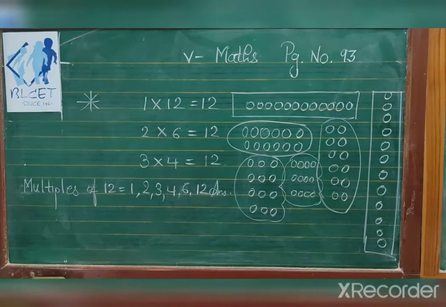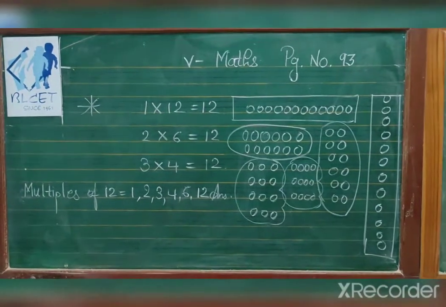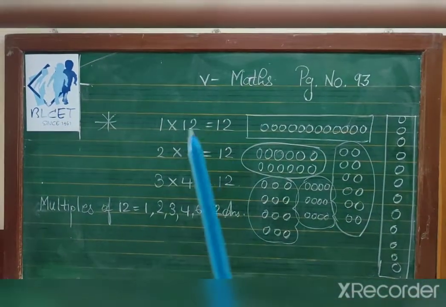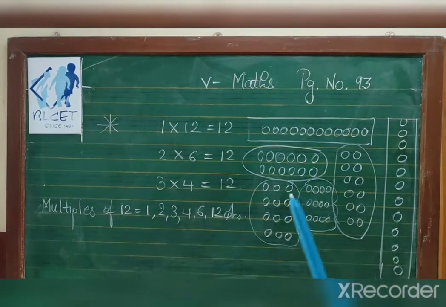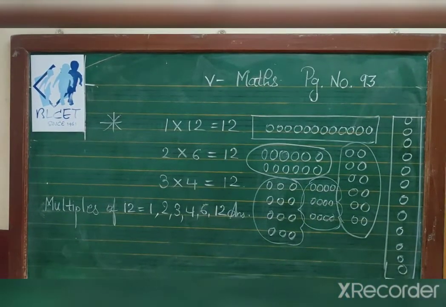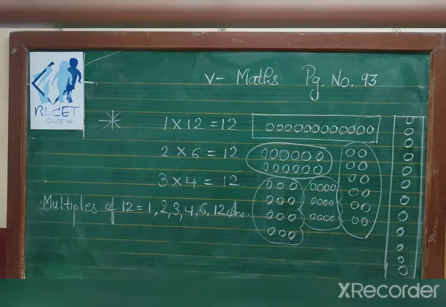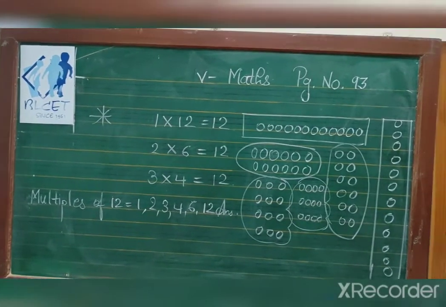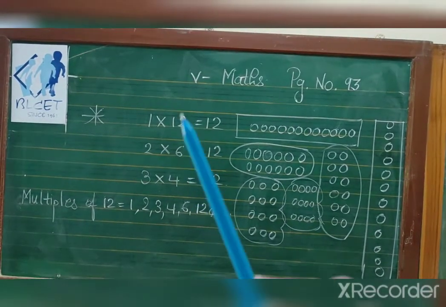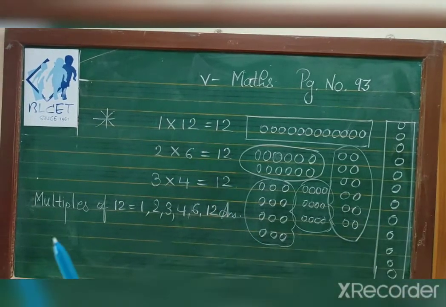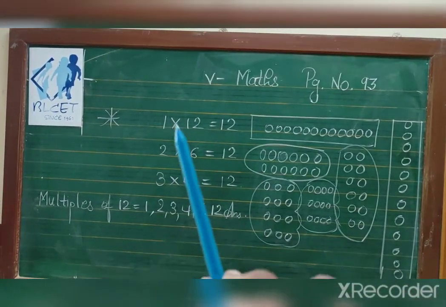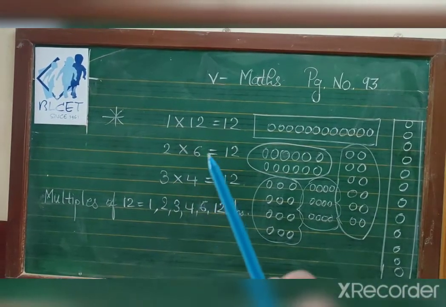We have seen this. Now we will arrange by our own. You can see here 1 into 12 is 12, 2 sixes are 12, 3 fours are 12. Again, in the next table, if you choose where 12 comes, the next number will be 4. So 4 is already here, 6 is already here, 12. So all the multiples of 12 are 1, 2, 3, 4, 6, 12.